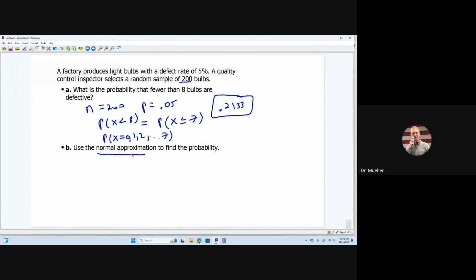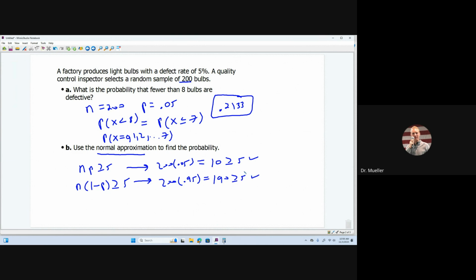Now, if we use a normal approximation of it, you should get around the same answer. First of all, we have to verify that n times p is greater than or equal to 5, and then n times 1 minus p is greater than or equal to 5. So let's verify that. We have 200 times 0.05, which is equal to 10, so that's greater than or equal to 5. That works. And then here we have 200 times 0.95, which is equal to 190, which is greater than or equal to 5. So that works. We're good. We can use the normal approximation to find the binomial.